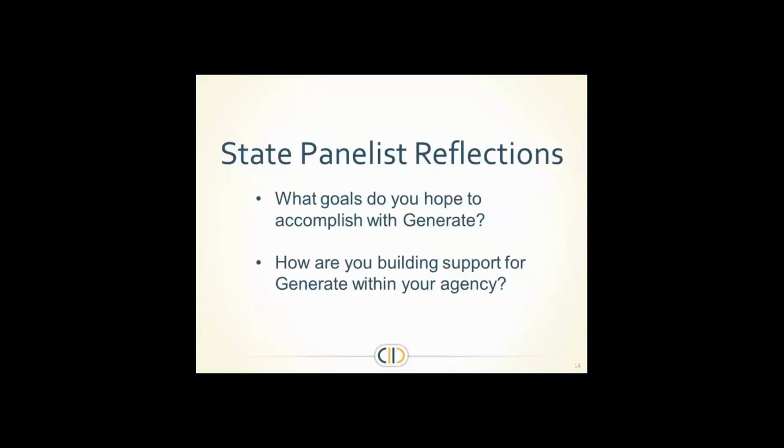Anne, I'm wondering if you can share a little bit in terms of why in Montana you all chose to implement Generate and what sorts of things you hope to accomplish, and also how you're building support for Generate within the agency. So Generate came out at a really opportune time for Montana.